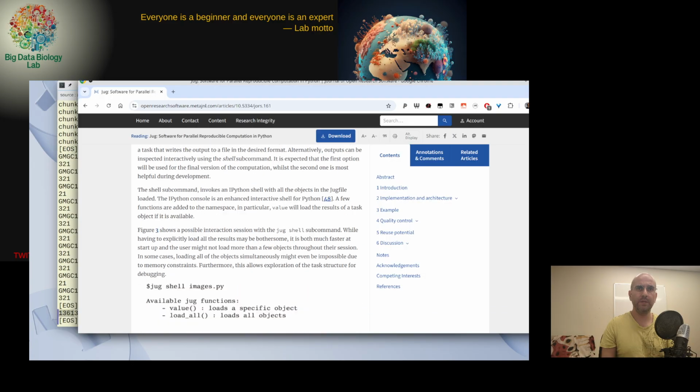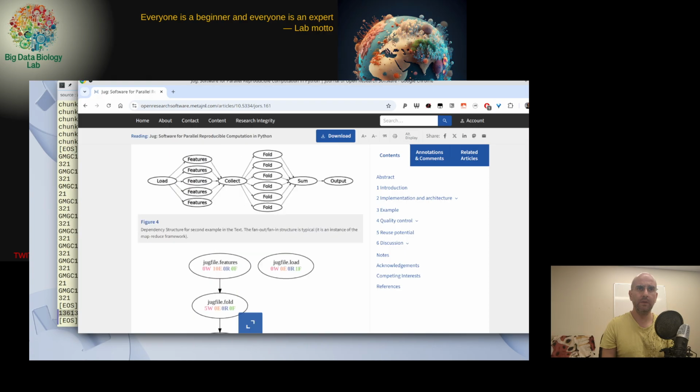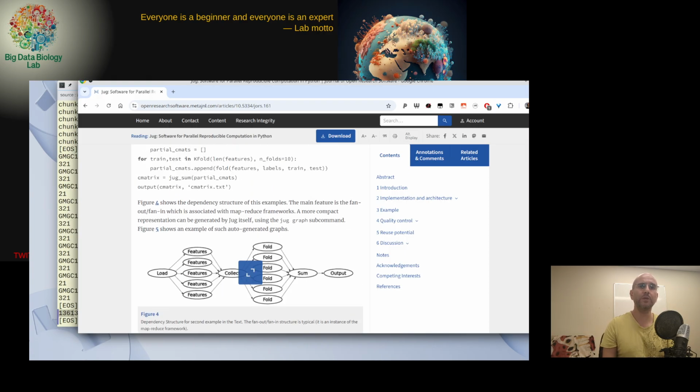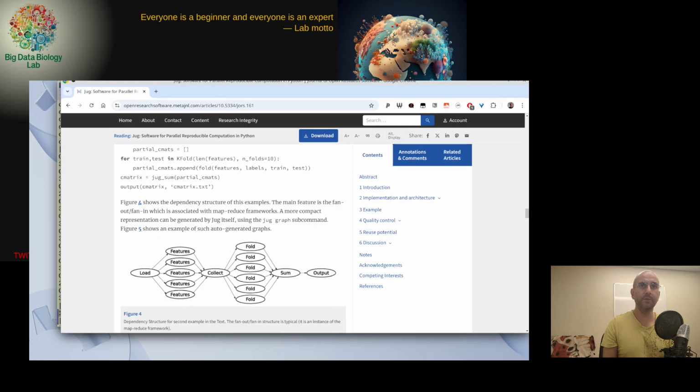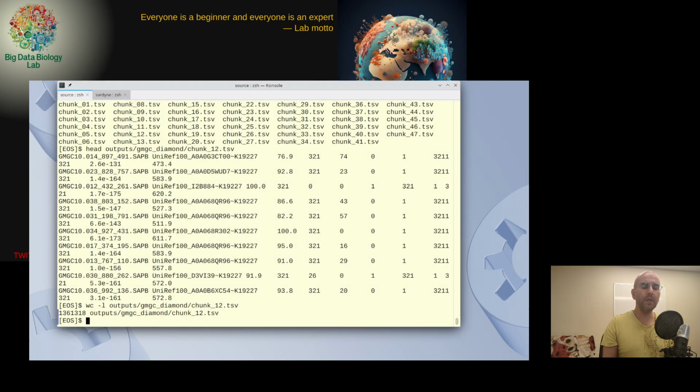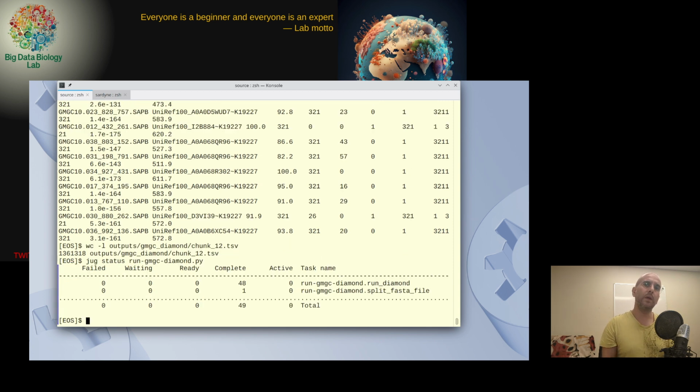You have especially these fan in, fan out type of structures. You have an input, split the input into multiple chunks, process each chunk independently, and then collect, and then potentially another fan in, fan out operation, right? And so in our case, this meant that now we have 48 chunks.